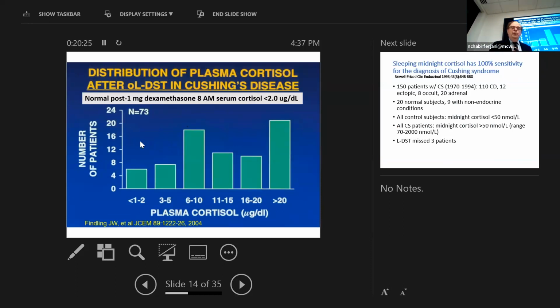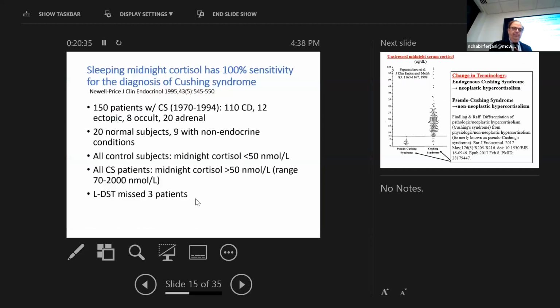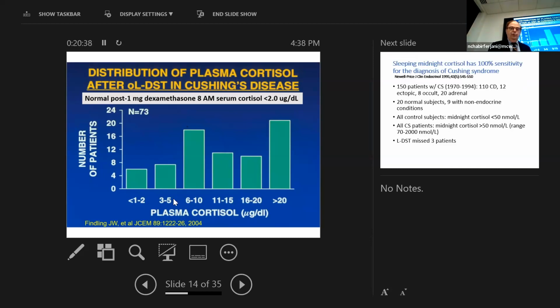And these are patients with proven pituitary Cushing's. As you can see, of 73 patients, these are the post 1 milligram dexamethasone cortisol levels. At least 7 of them had between 3 and 5, and about 6 were less than 2. So 13 out of 73 patients had post-dexamethasone cortisol less than 5.